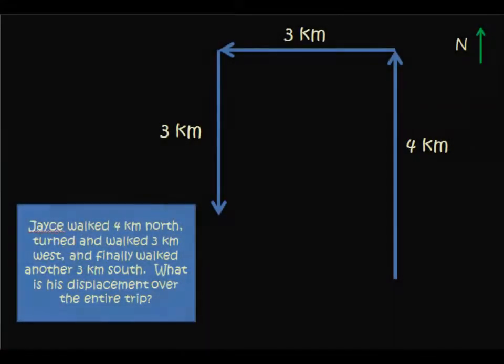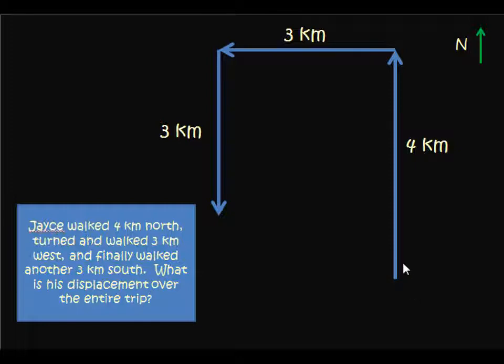Let's work a displacement example. In this example, we're told that Jace walked 4 kilometers north, turned and walked 3 kilometers west, and finally walked 3 kilometers south. We're asked to find his displacement over the entire trip.